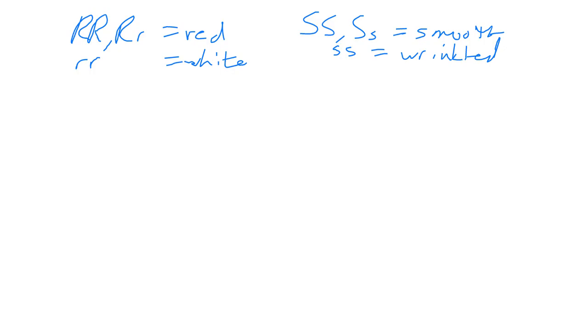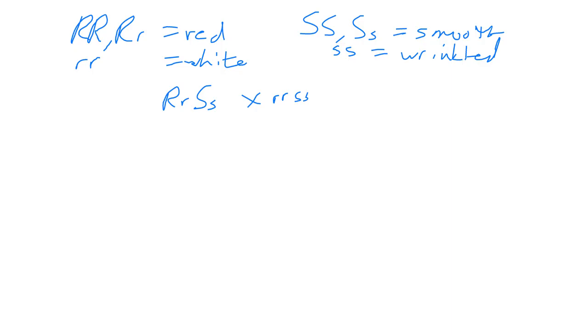Now the cross that we're doing is an individual that's heterozygous for both flower color and seed shape, and we're going to cross that with an individual that has white flowers and wrinkled seeds. So in order to have white flowers, got to be little r, and wrinkled seeds, little s. So those are the two individuals, right, that we're crossing.